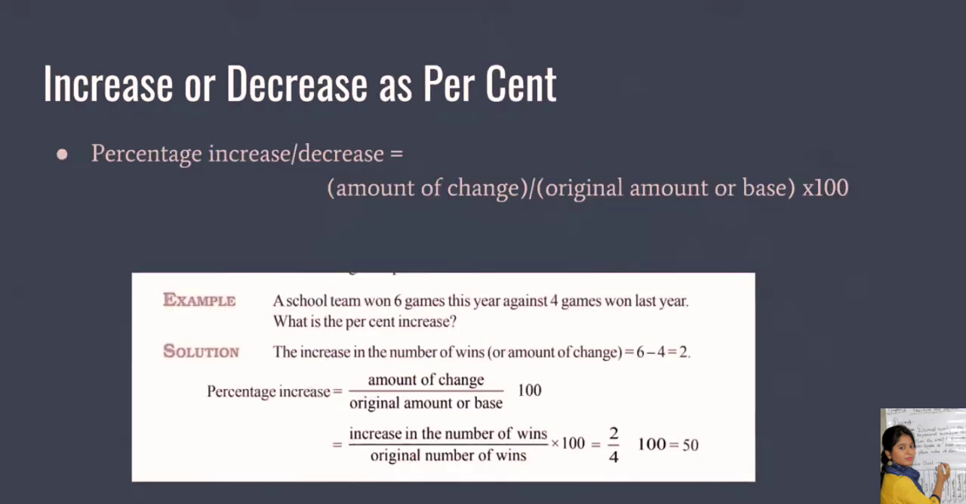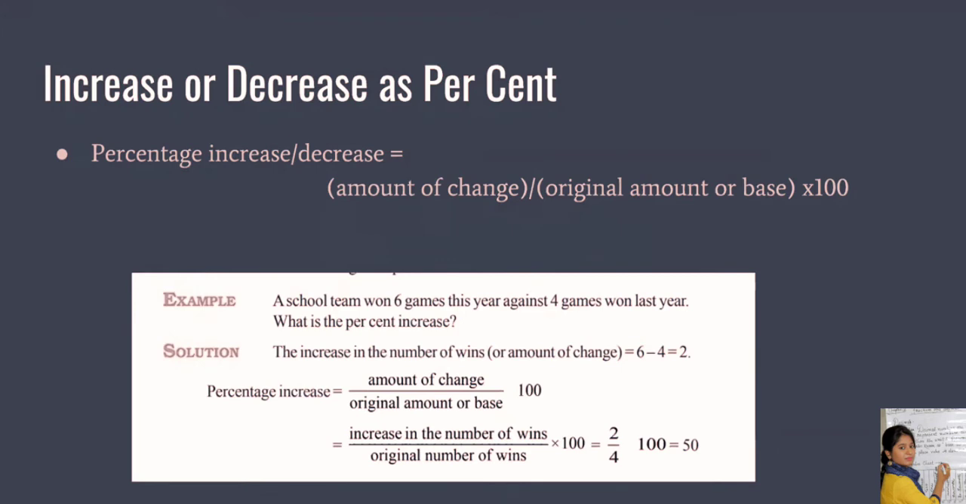Now we will learn increase or decrease as percent. So percentage increase or decrease will be equal to amount of change upon original amount or base into 100. So this is the main formula. Let us see one example. A school team won 6 games this year against 4 games won last year. What is the percentage increase?